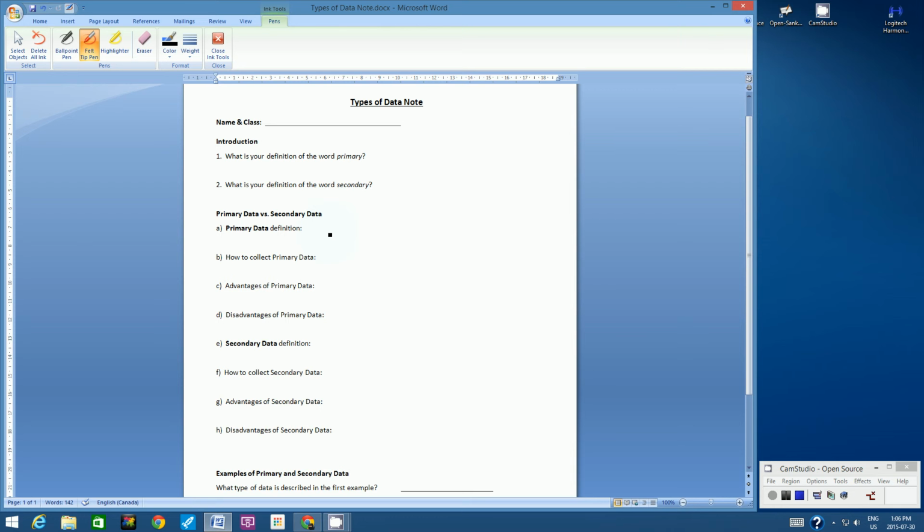Okay, so hopefully you've got some jot notes for those 4 sections. So let's go on to the other type of data, secondary data. Okay, so we're here on letter E, secondary data. So the definition of secondary data, when information or results have already been collected by someone else, it is called secondary data. So we don't actually collect the data ourselves.